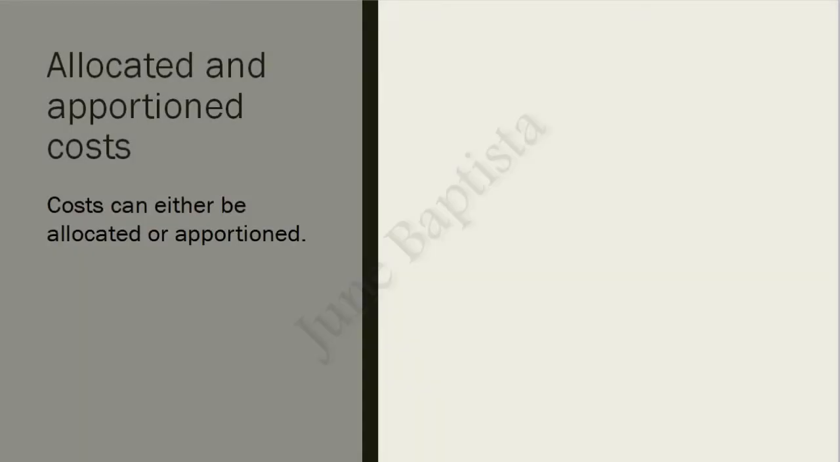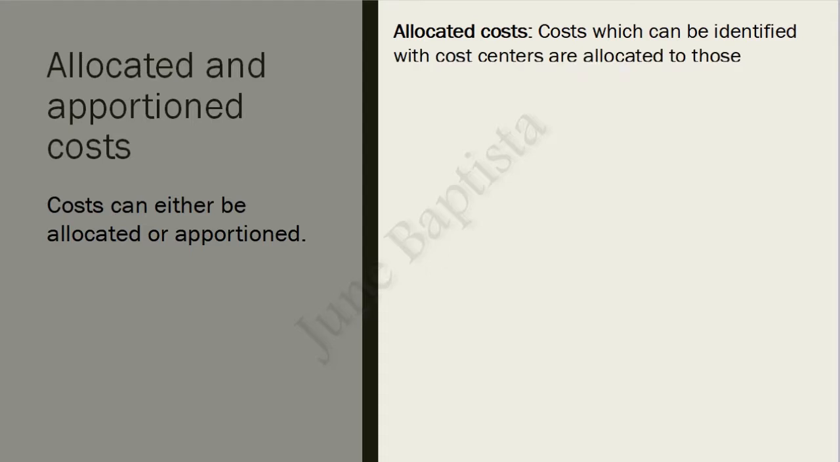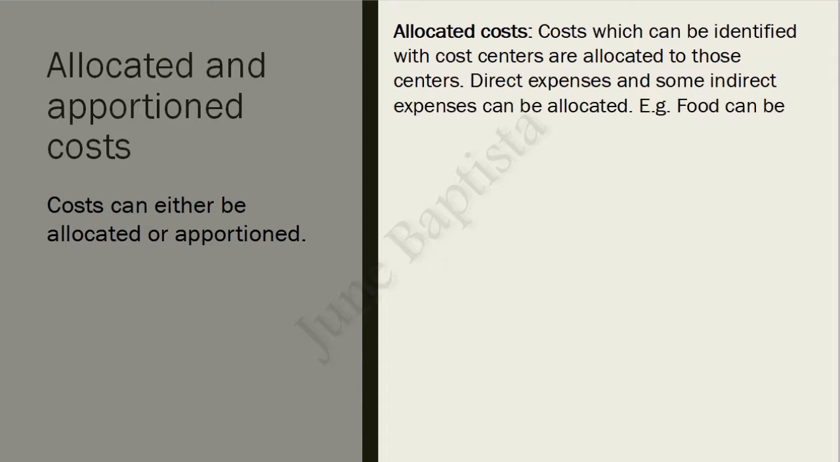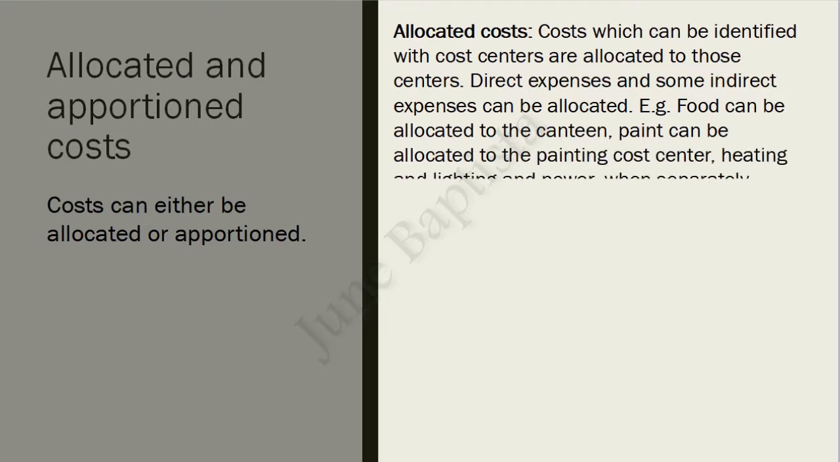Allocated and apportioned costs. Costs can either be allocated or apportioned. So when are costs allocated? Costs which can be identified with cost centers are allocated to those centers. Direct expenses and some indirect expenses can be allocated. For example, food can be allocated to the canteen. The cost of paint can be allocated to the painting cost center.